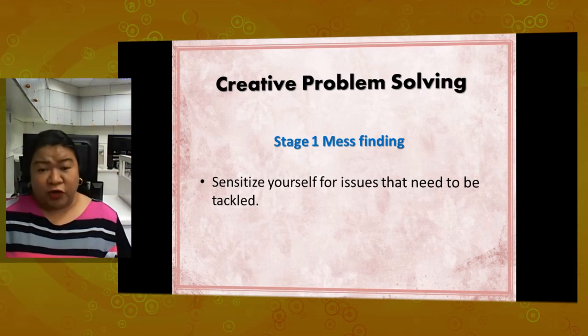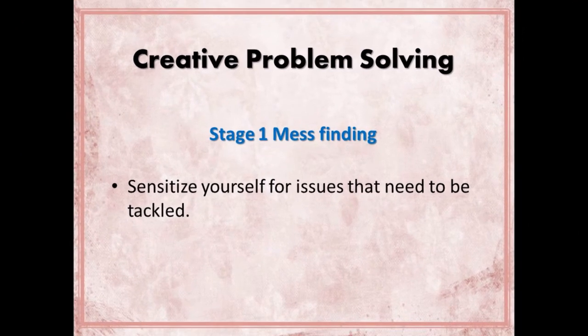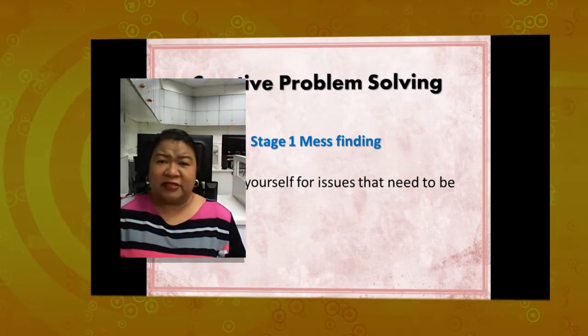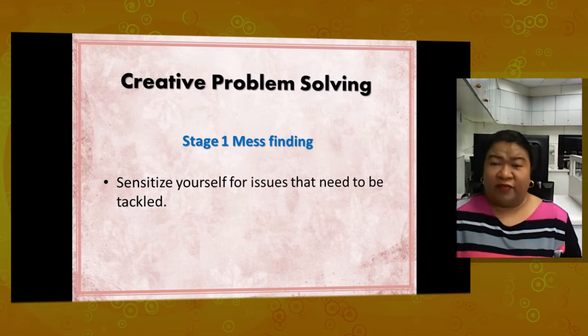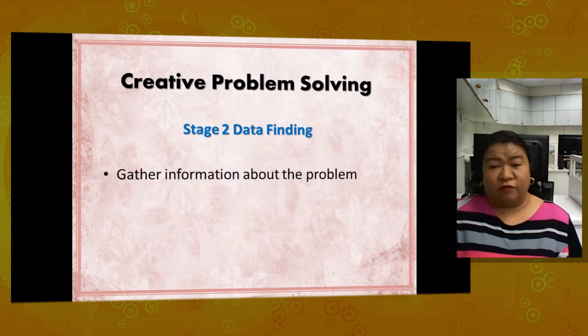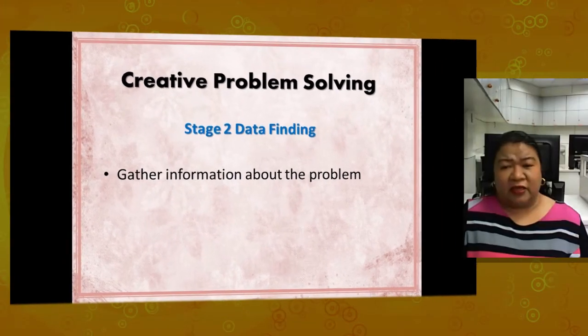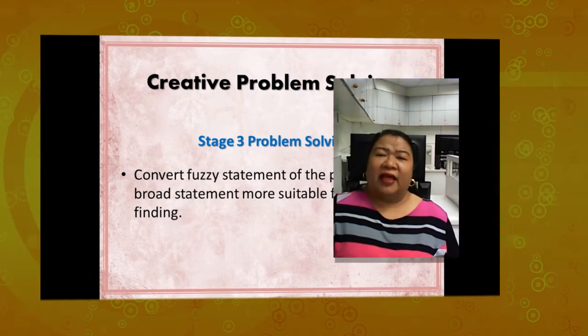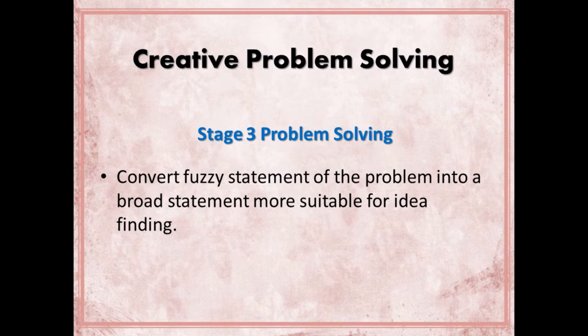The first stage is mess finding. This is when you sensitize yourself to issues that need to be tackled. What is the problem about? What are the issues that are coming out of this particular problem? So you sort it out and you look at what is there to solve. Now, what issues are involved. And then in stage two, data finding, you gather information about the problem, about the issues that were brought about. And in stage three, you are now in problem finding.